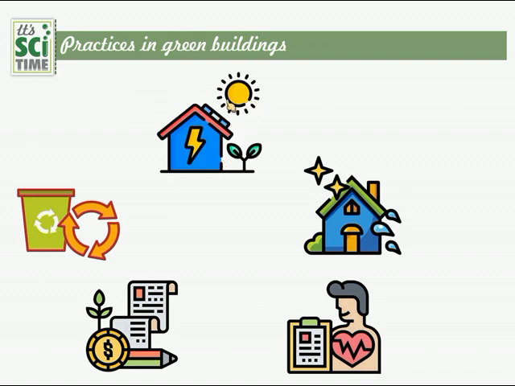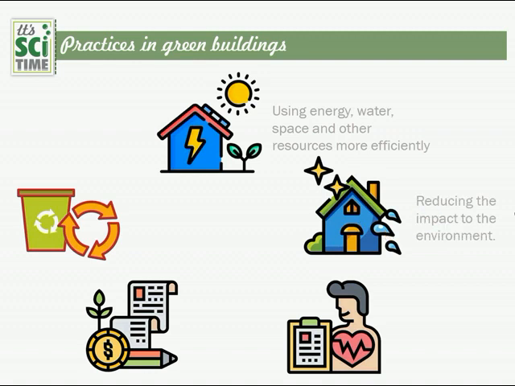First one, it's very clear. It's about energy and managing energy. Using energy, water, space, and other resources more efficiently. How to manage the water, space, and energy. That's what we discussed in the previous theme also. And here is another one, where this building is very close to nature. It looks like a natural one. Reducing the impact on the environment. Living together and living friendly with the environment.